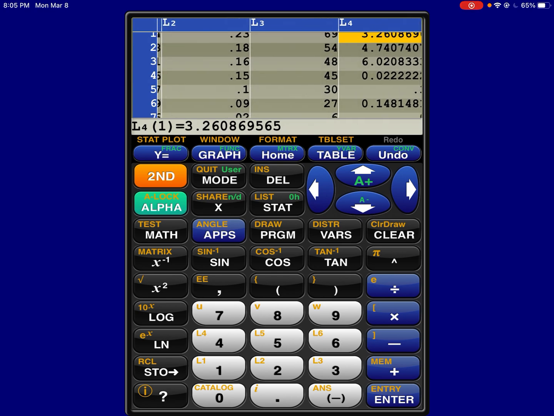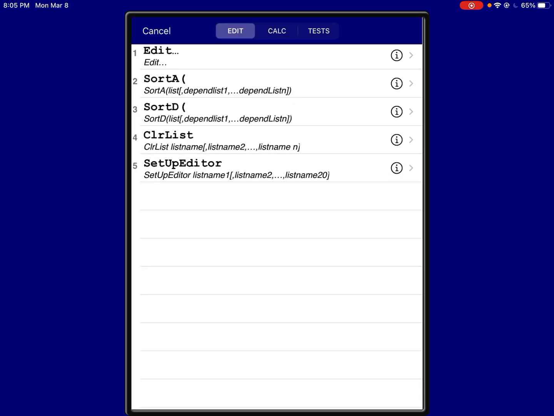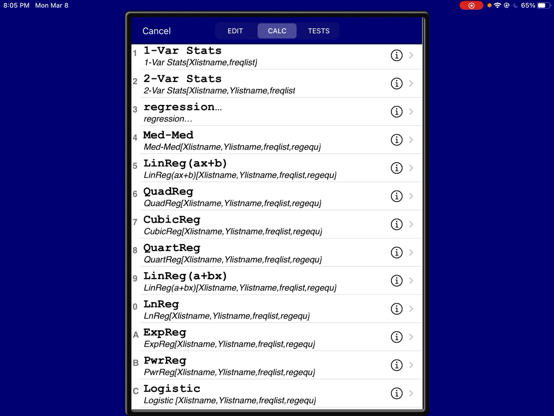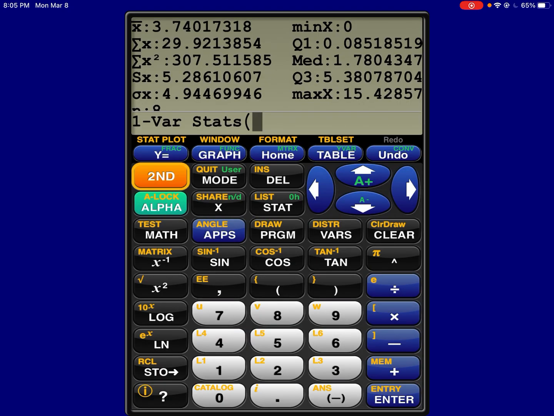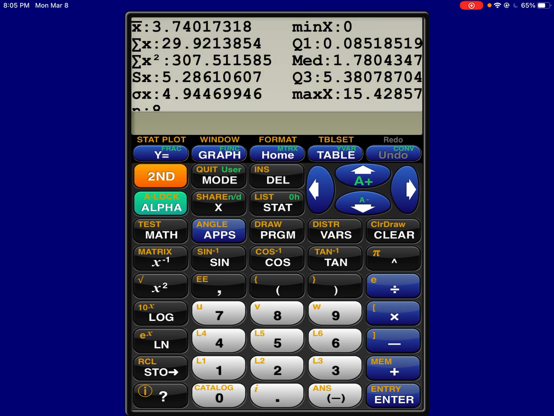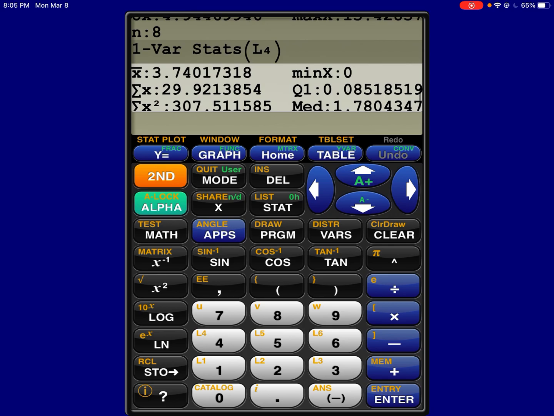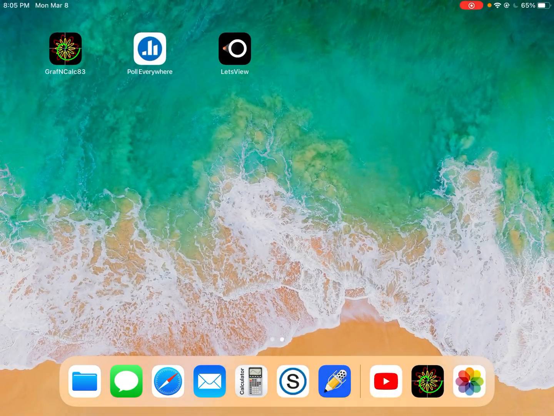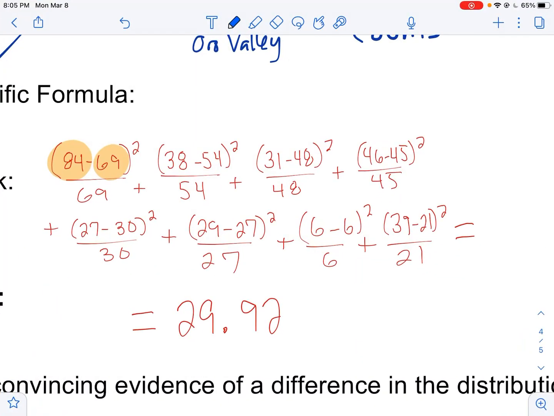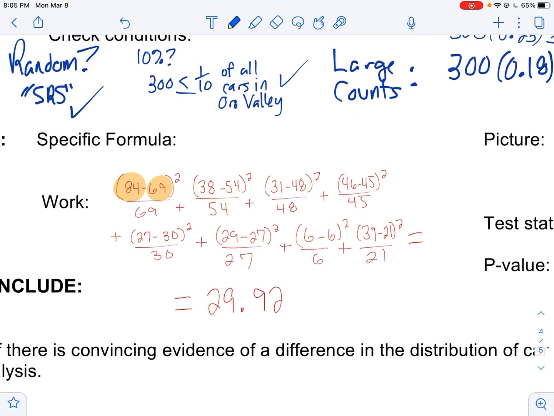And then to get my chi-square statistic, I just went stat, calc, 1 variable stats, and then I went second 4, which had all those chi-square values. And that gives me my sum of all right here, that 29.92. Nice, easy way to use your calculator if you want to go about the longer way. I'm going to show you a shorter way in a moment.